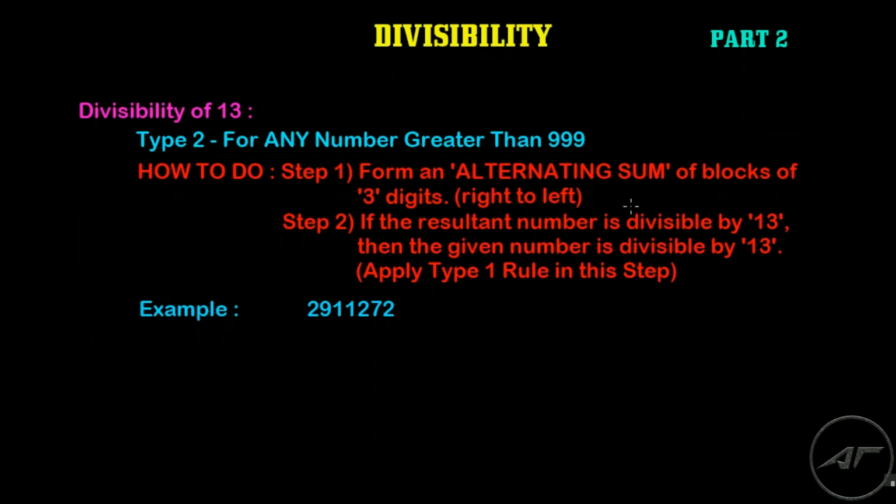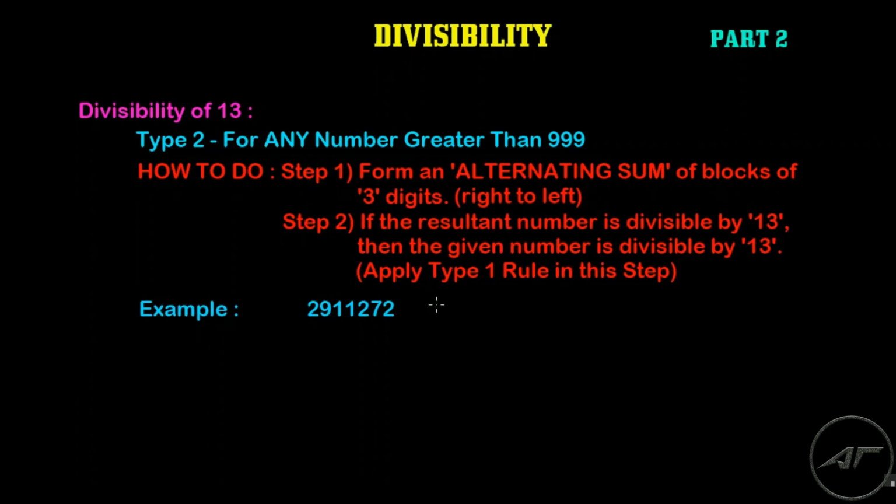Now, after forming an alternating sum, we will get a result. If that resultant number is divisible by 13, then the given number is going to be divisible by 13. Now how do we check if the resultant number is divisible by 13? For that, we will again go back to the type 1 approach. We will apply the type 1 approach in step 2 to the resultant number, and if the resultant number is divisible by 13, then the given number is divisible by 13.